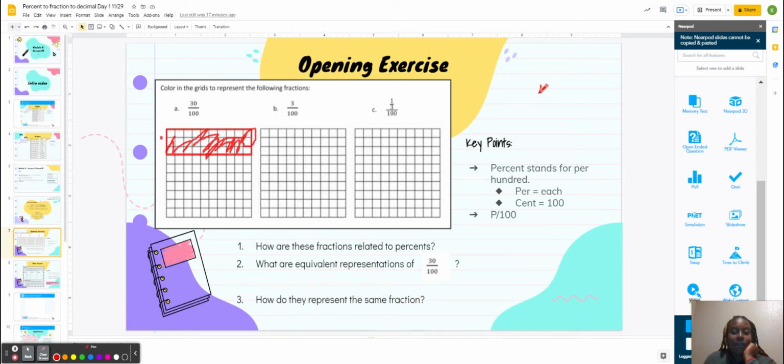So anytime that I have a number and it is out of 100, I need to know that I can write that as a percentage. So here, I know this is out of 100, so 30 out of 100 will also be 30%.